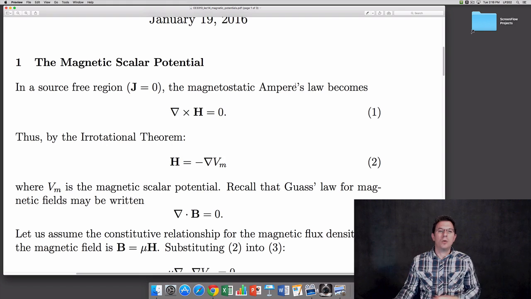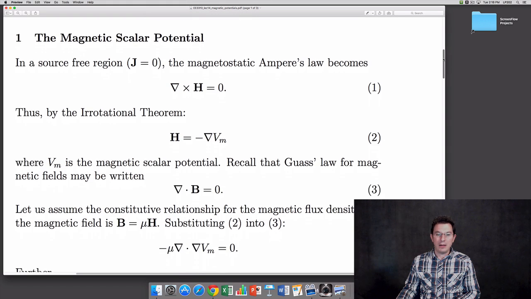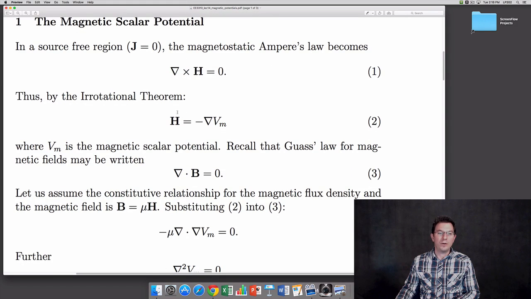Let's say that we're in a source-free region, where there is no external electric current density. In other words, capital J is equal to 0. In that case, and only in that case, the curl of the magnetic field is equal to 0. We have a theorem that says that if the curl of any vector field is equal to 0, then by the irrotational theorem, we can write that same vector field, in this case the magnetic field, as the gradient of some scalar potential.